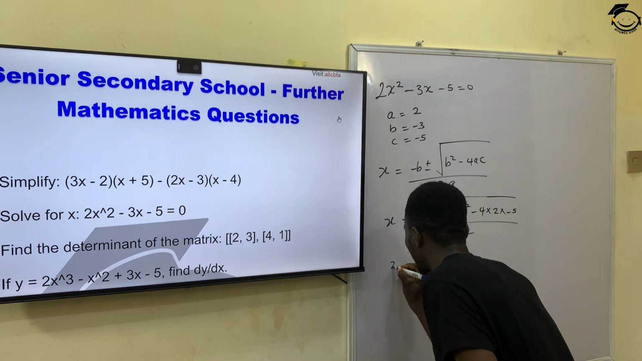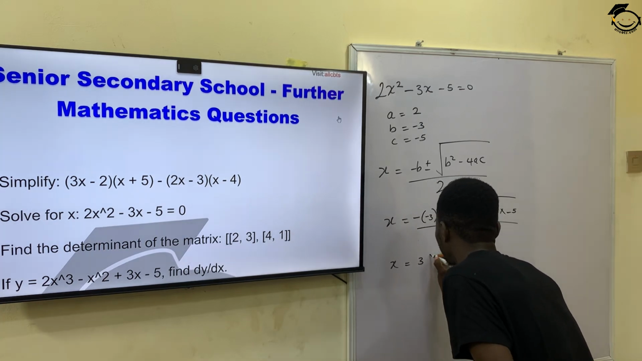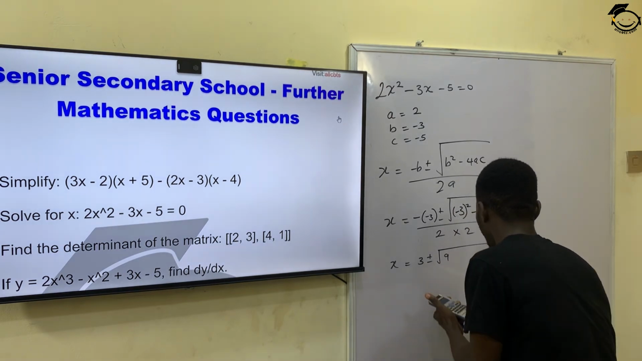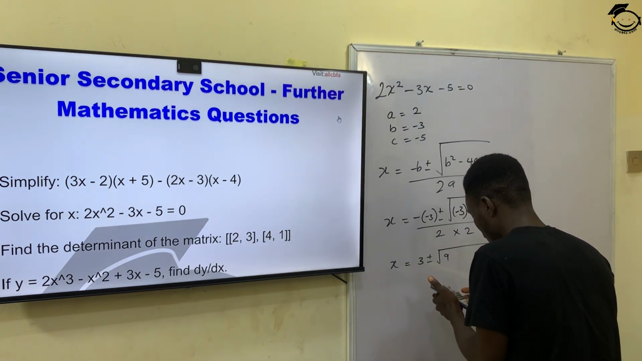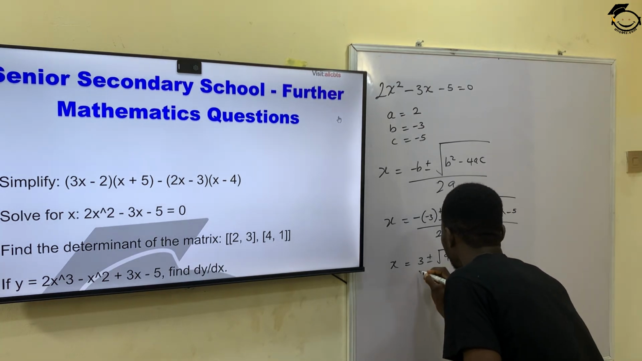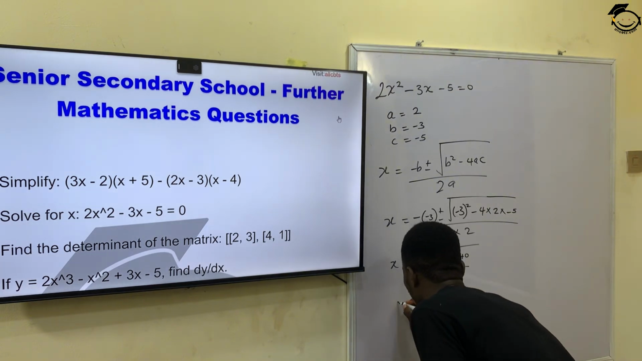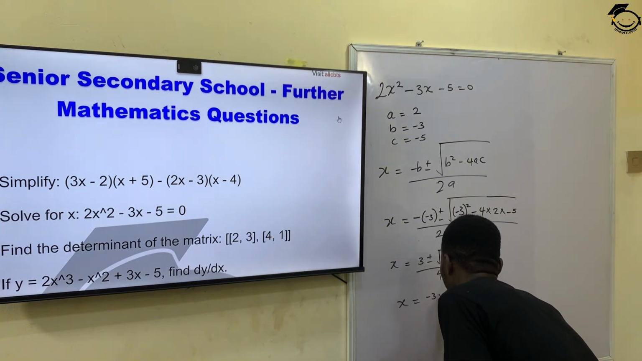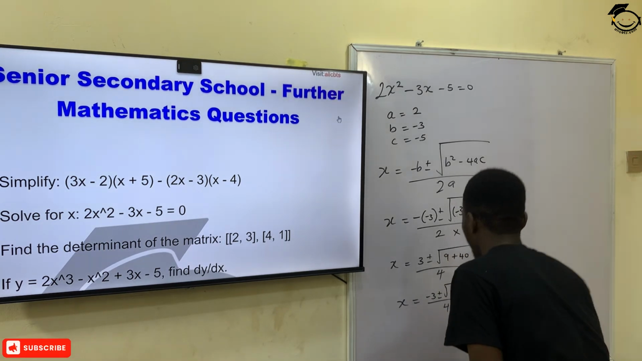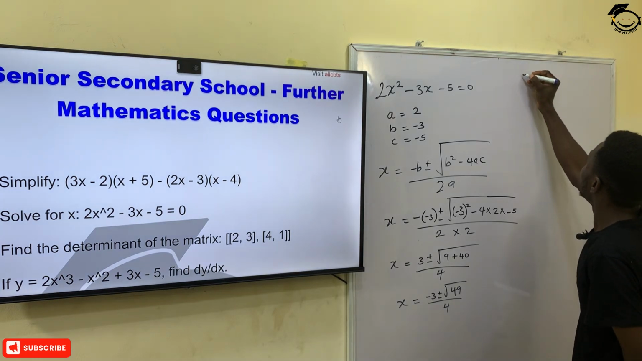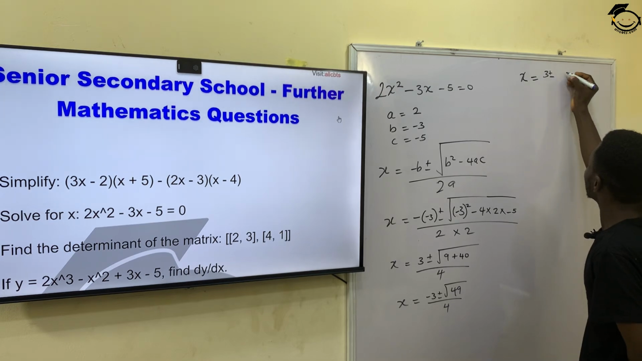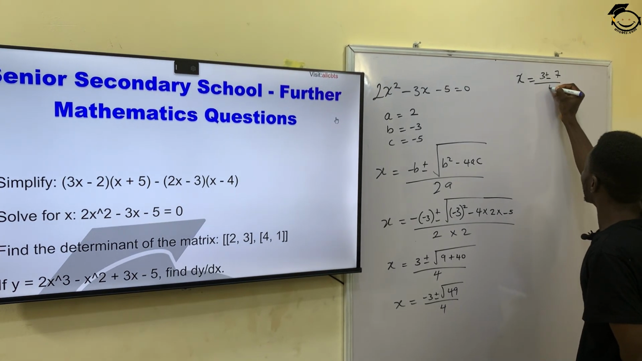So this will give me that my x is equal to 3 plus or minus square root of 9, and I have 4 times 2 times 5, and that will give me plus 40, divided by 4. So it means that my x is equal to 3 plus or minus square root of 49 over 4. This is the same thing as saying that I have my x to be equal to 3 plus or minus 7 all over 4.